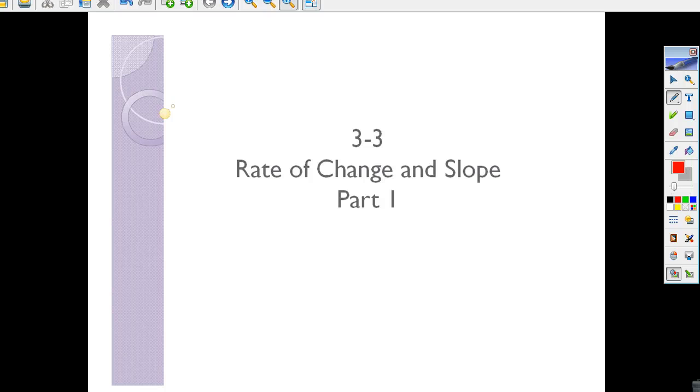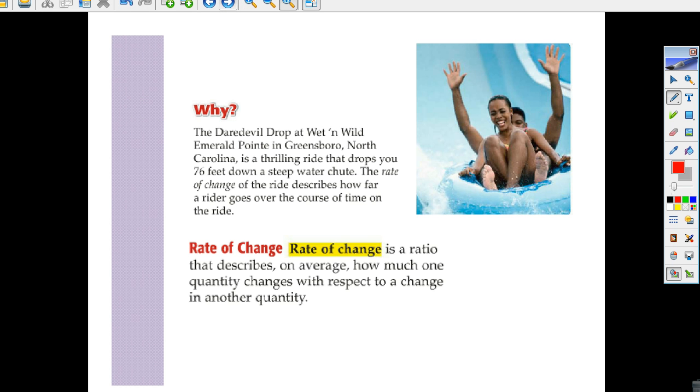This is Chapter 3, Section 3, Rate of Change and Slope. Okay, so why are we doing this? Alright, here is a daredevil drop at Wet n Wild Emerald Point in Greensboro, North Carolina. It looks like a fun ride. It's a thrilling ride that drops you 76 feet down a steep water chute.